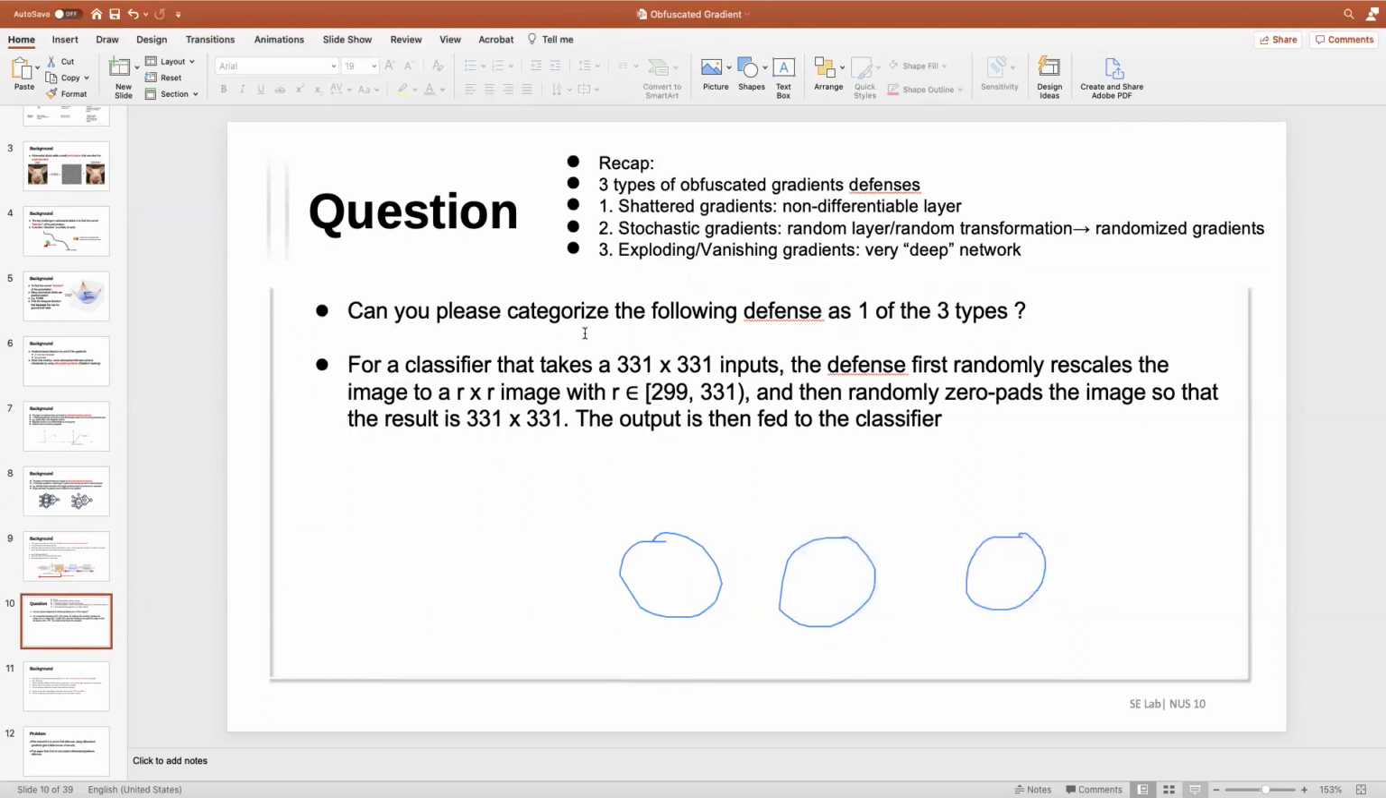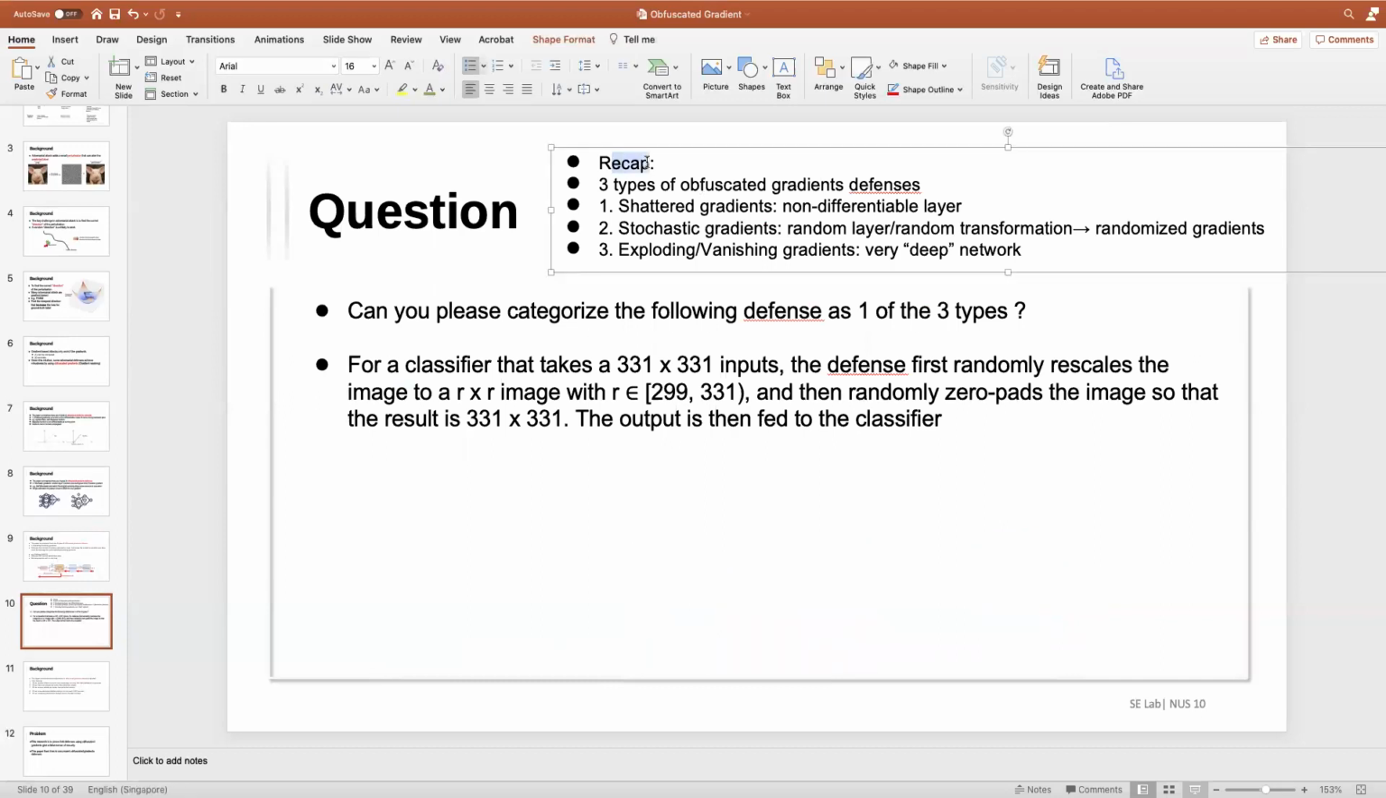This question is very simple. So just as a recap, in total, there are three types of obfuscated gradient defense. The first one is non-differentiable layer. The second one is random layer or random transformation. The third one is exploding and vanishing gradients. I was intending to ask this question, but I find this question is really simple.